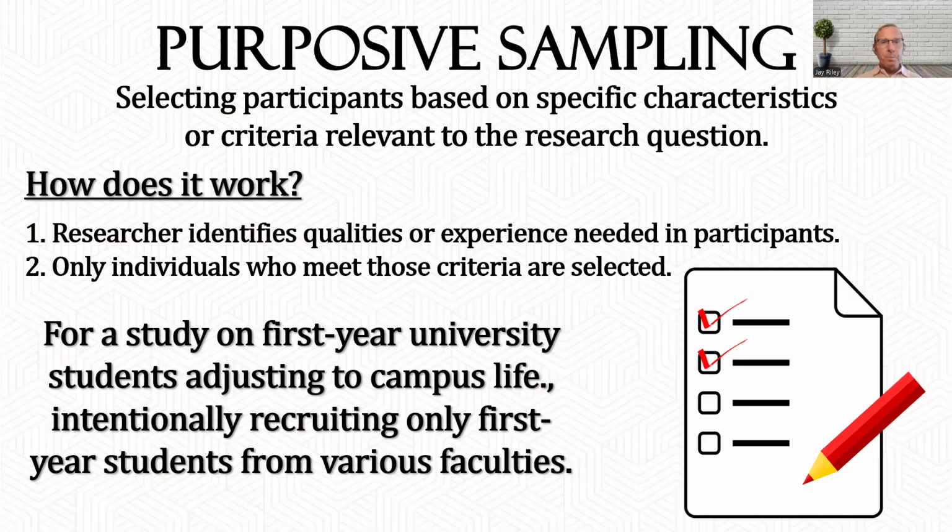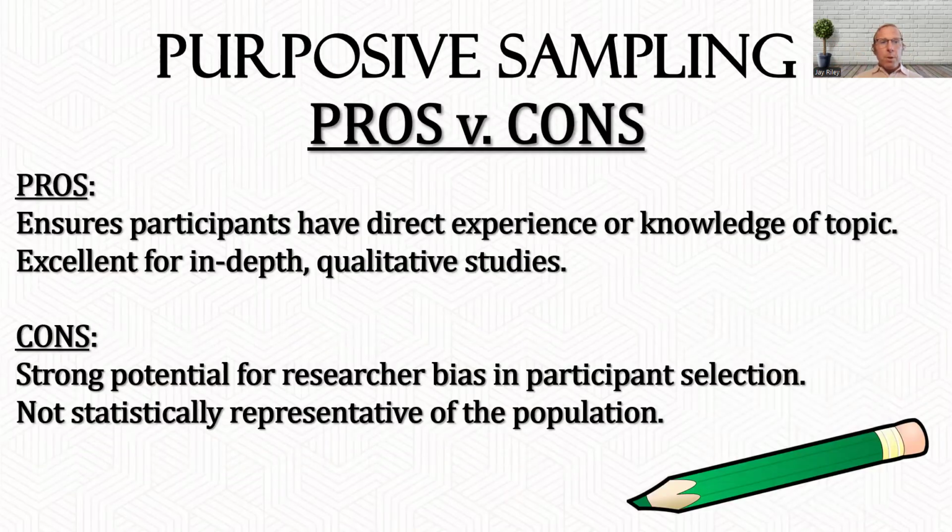Some pros and cons. Well, we can ensure that the people that we're selecting have exactly the characteristics, the experience, the knowledge, whatever it is that we're looking for in this study. And it's excellent, particularly when we want to do very rich qualitative studies. There is a strong potential for researcher bias in participant selection here. And of course, it's not statistically representative of the population.